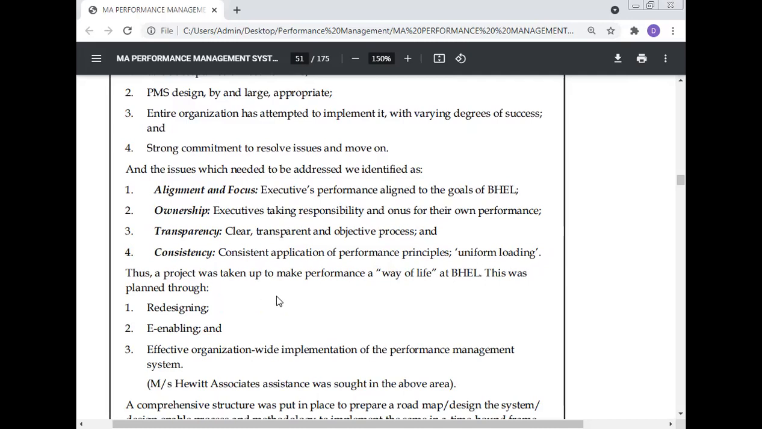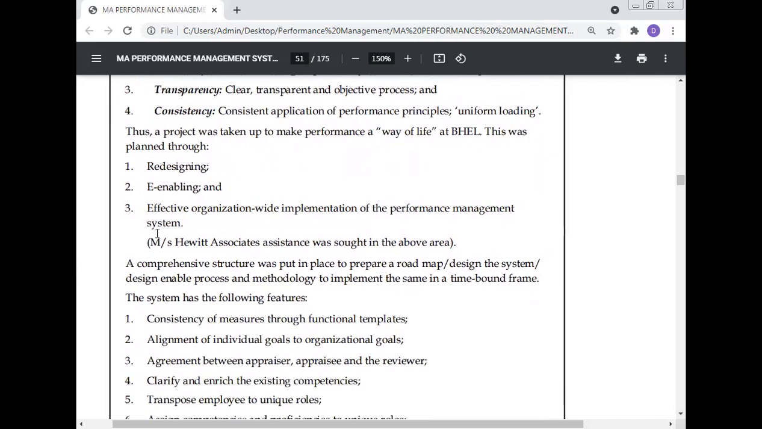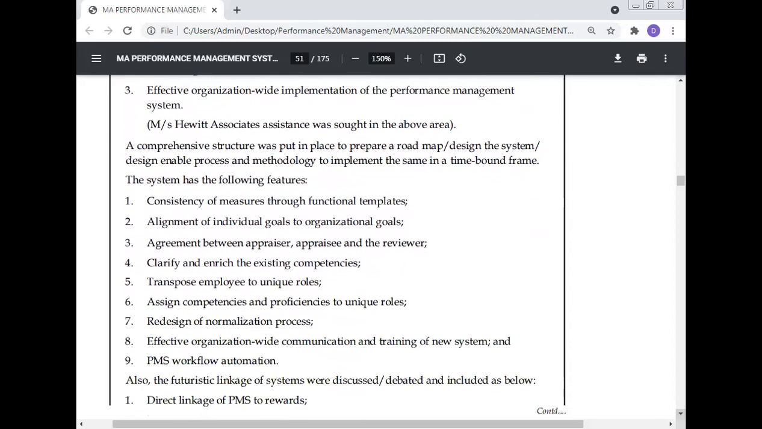Thus, a project was taken up to make performance a way of life at the BEL. This was planned through redesigning, enabling effective organization-wide implementation of the performance management system. Avid associates' assistance was sought in the above area. A comprehensive structure was put in place to prepare a roadmap, design the system, and design the enabling process and methodology to implement the same in a time-bound frame.